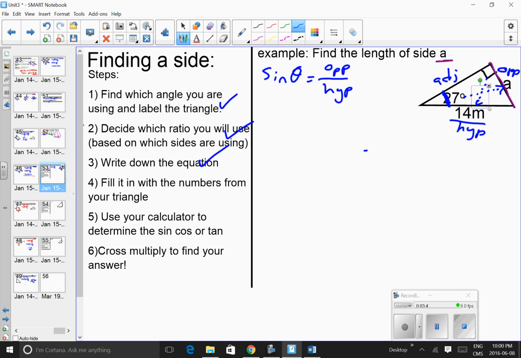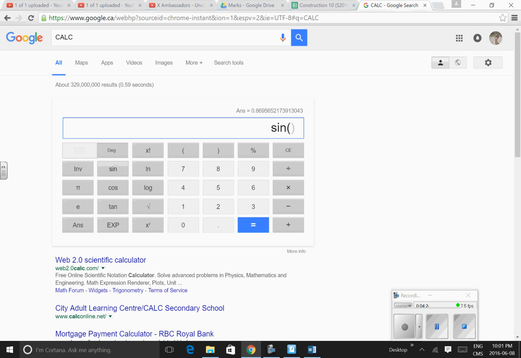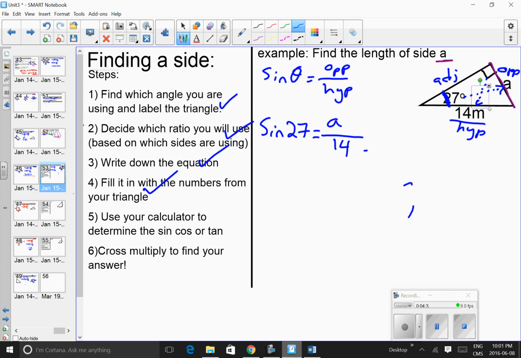Step number 4, fill it in with the numbers from your triangle. Alright, so theta is always the angle. So my angle was 27 degrees. The angle always goes with the word. My opposite side, I don't know it, so let's leave it as A. My hypotenuse, that was 14. Bam, done. Step number 5, use your calculator to determine the sine, cos, or tan. So I'm going to use my calculator to figure out what sine of 27 equals. That equals that long decimal, 0.45399. Alright, and that equals A over 14. Bam. My last step is to cross multiply to get that letter by itself.